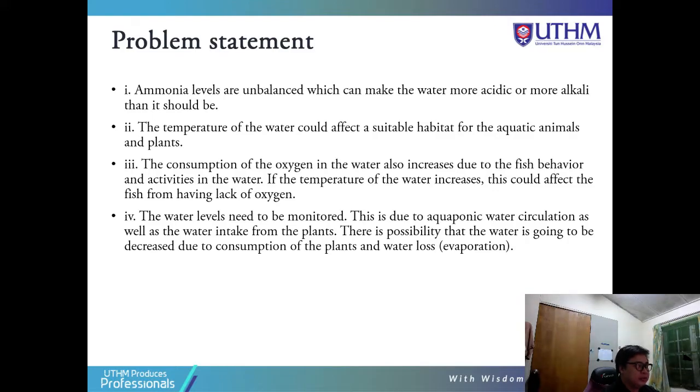So right now is the problem statement. Ammonia levels are unbalanced, which makes the water more acidic. The temperature of the water could affect the suitable habitat for the aquatic animals. The consumption of oxygen in the water also increases due to the fish behavior and activity in the water. The water levels need to be monitored. This is due to the aquaponic level circulation as well as the water intake from the plants.